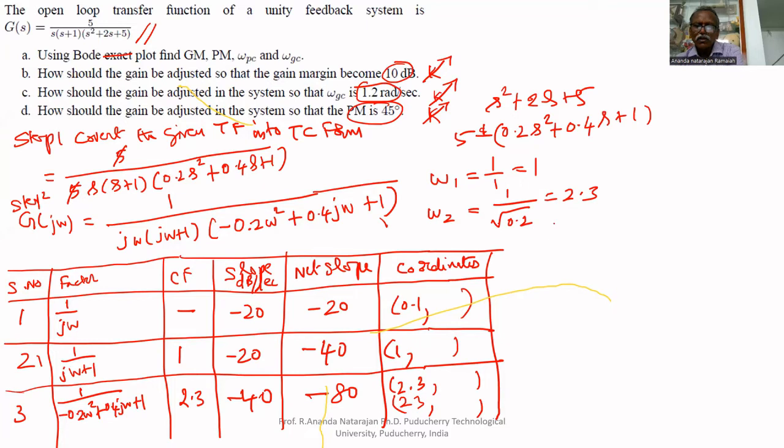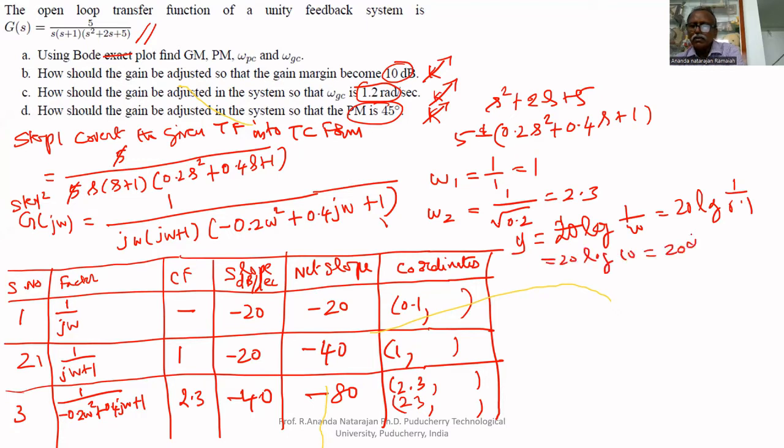The first coordinate is what? This coordinate y equal to 20 log 1 by omega. That is equal to 20 log 1 by 0.1. That is equal to 20 log 10. That is equal to 20 dB. Therefore, the coordinate here is 20.